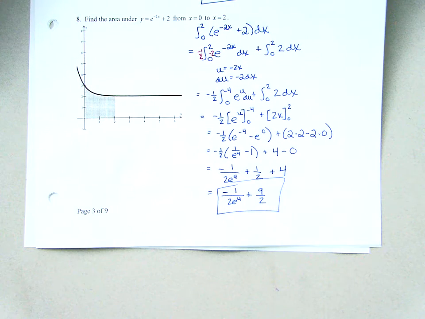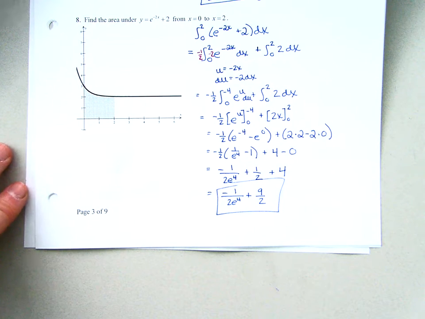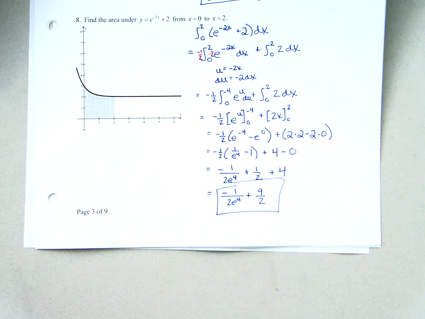So I'm set with number 8. I did this as 2 separate integrals. I integrated e to the negative 2x dx from 0 to 2. And then I integrated 2 from 0 to 2. When I did e to the negative 2x dx, that needed a u substitution. U is negative 2x, du is negative 2 dx. Sorry. Negative 2 inside, negative 1/2 outside.